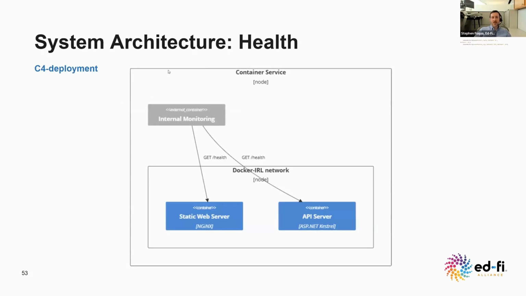So now when we come to our deployment diagram, inside of the container service, there's some internal monitoring. I don't know what it's called. I looked, couldn't find a name, but every container service is going to have some internal monitoring that goes out and checks those /health endpoints.